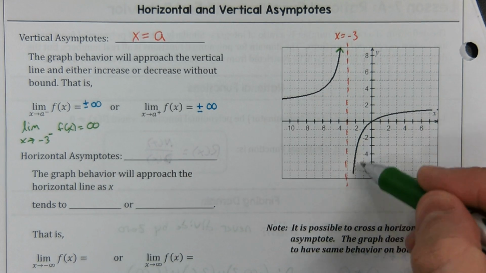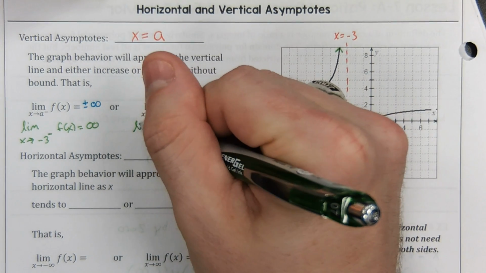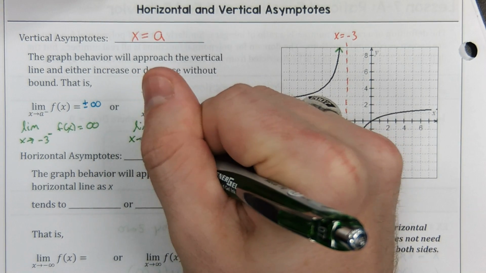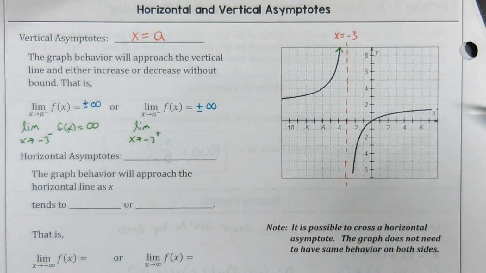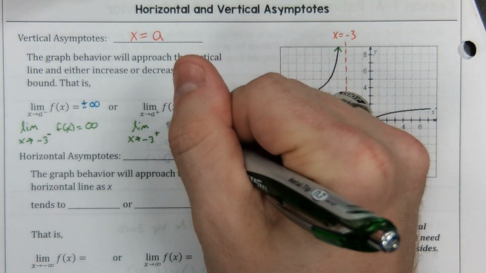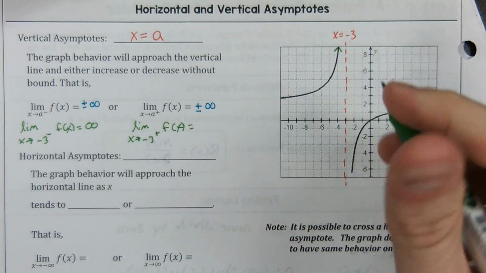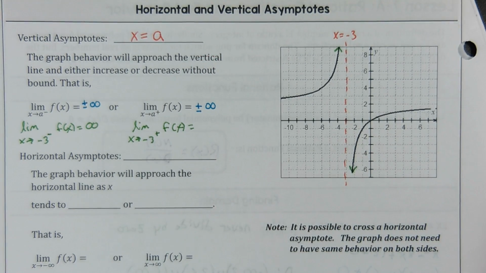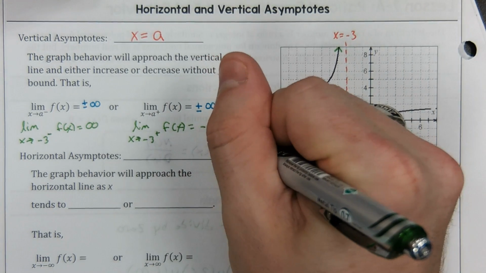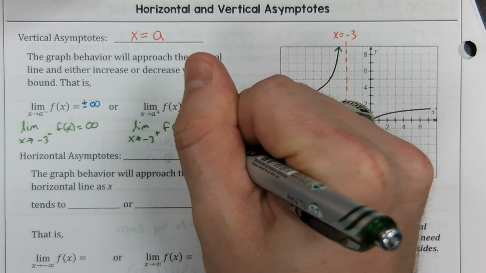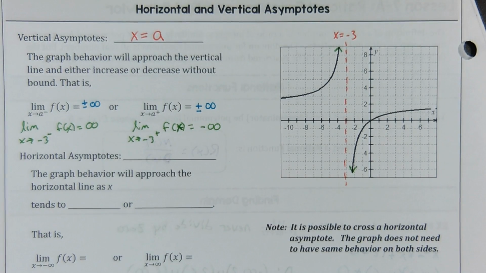Now on the right side of -3, so -3 with this little plus as a superscript, your y values are shooting downwards. Like that. So this is an example of a rational function where we have one up, one down around our vertical asymptote.